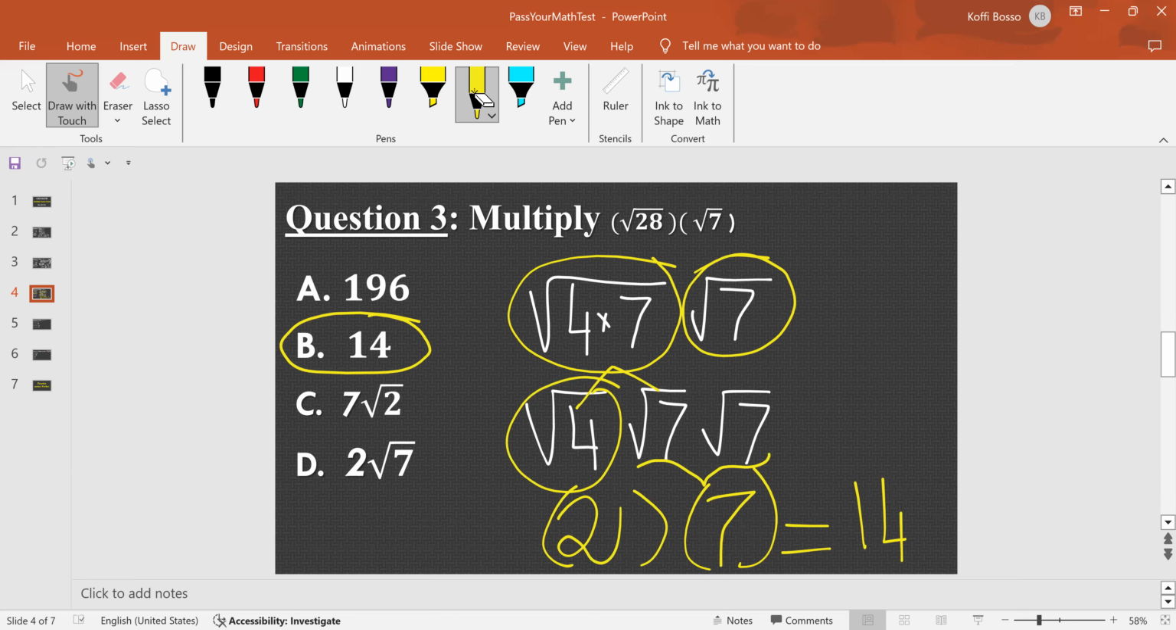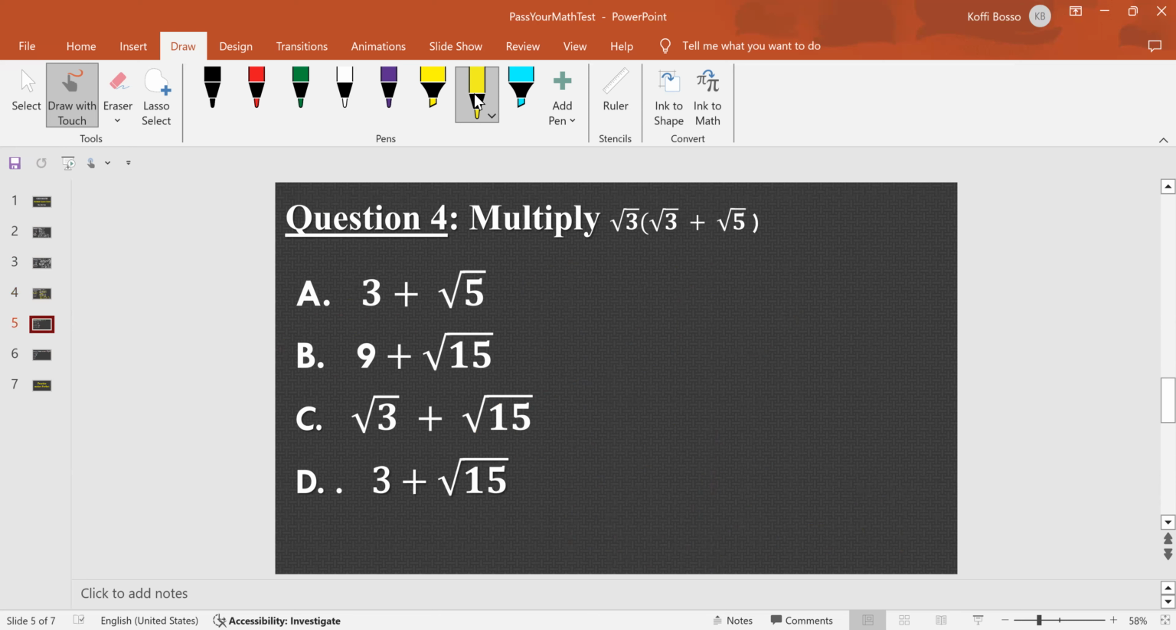Let's see the next question. So we have a square root of 3 multiplied by square root of 3 plus square root of 5. So this time we have a parenthesis. So we have to remove the parenthesis. And to remove the parenthesis, we distribute what we have outside the parenthesis to everything inside the parenthesis.